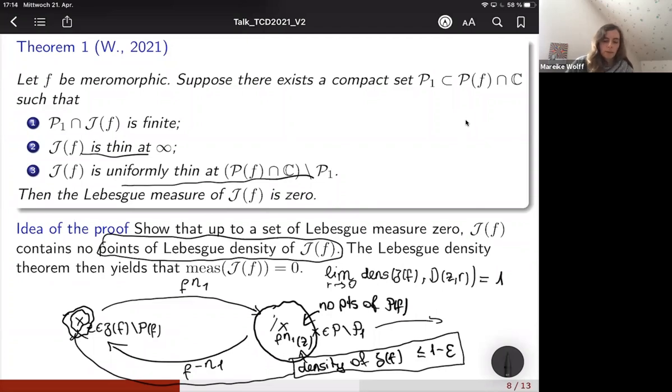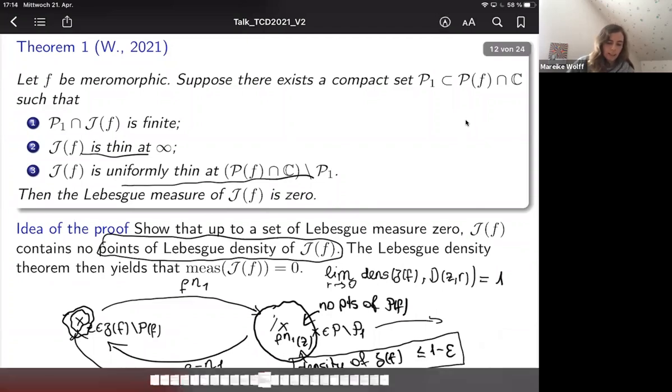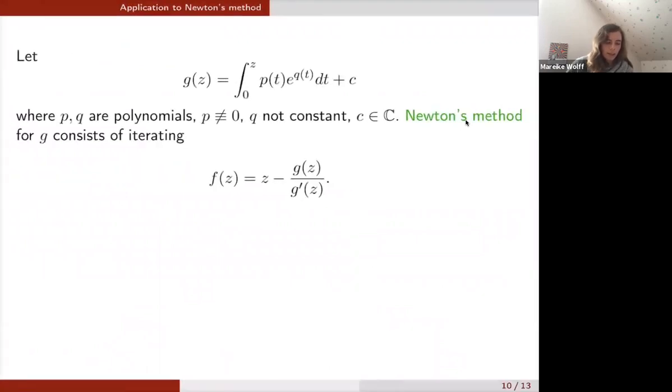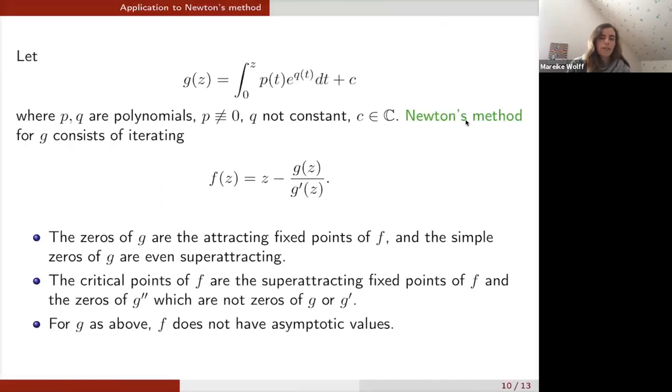Okay, so much about the proof here, and now let's turn to an application to Newton's method for a certain class of entire functions. We consider the function g of z equals some integral from 0 to z of some polynomial times e to some polynomial, plus a constant. And then Newton's method for g consists of iterating the function f(z) = z minus g over g prime. And in general, Newton's method for entire functions has the property that the zeros of g are attracting fixed points of f, and the simple zeros are super-attracting fixed points.